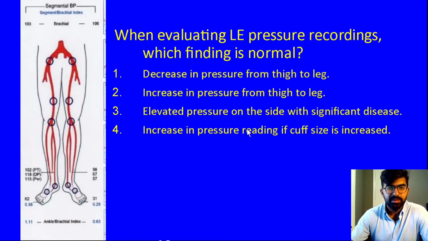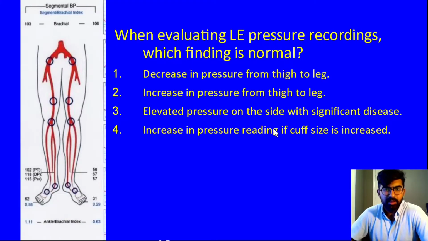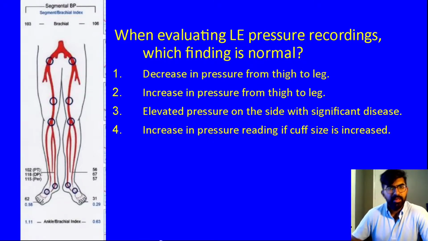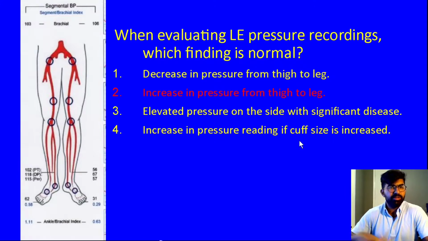Okay? Now, when you're evaluating lower extremity pressure recordings, which finding is normal? Do you get a decrease in pressure from the thigh to the leg? Do you get an increase in pressure from the thigh to the leg? Is there an elevated pressure on the side with significant disease? Or is there an increase in pressure readings if the cuff size is increased? So think about that for a little bit. Think about the ones that you know are obviously incorrect. And if you picked number 2, then you are 100% correct. That is a normal finding.